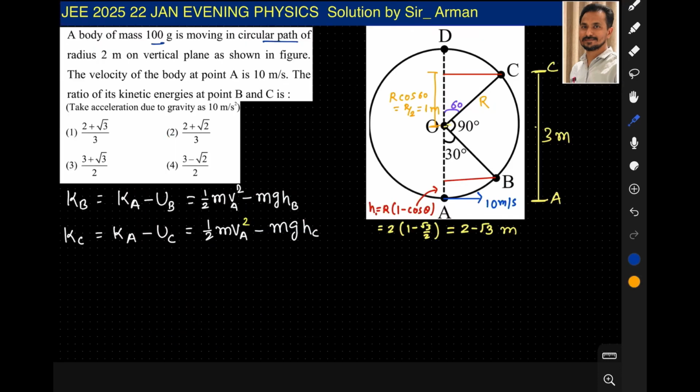Now, a body of mass 100 gram is moving in a circular path of radius 2 meter on a vertical plane as shown in figure. The velocity of the body at point A is 10 meter per second. The ratio of kinetic energies at point B and C is.